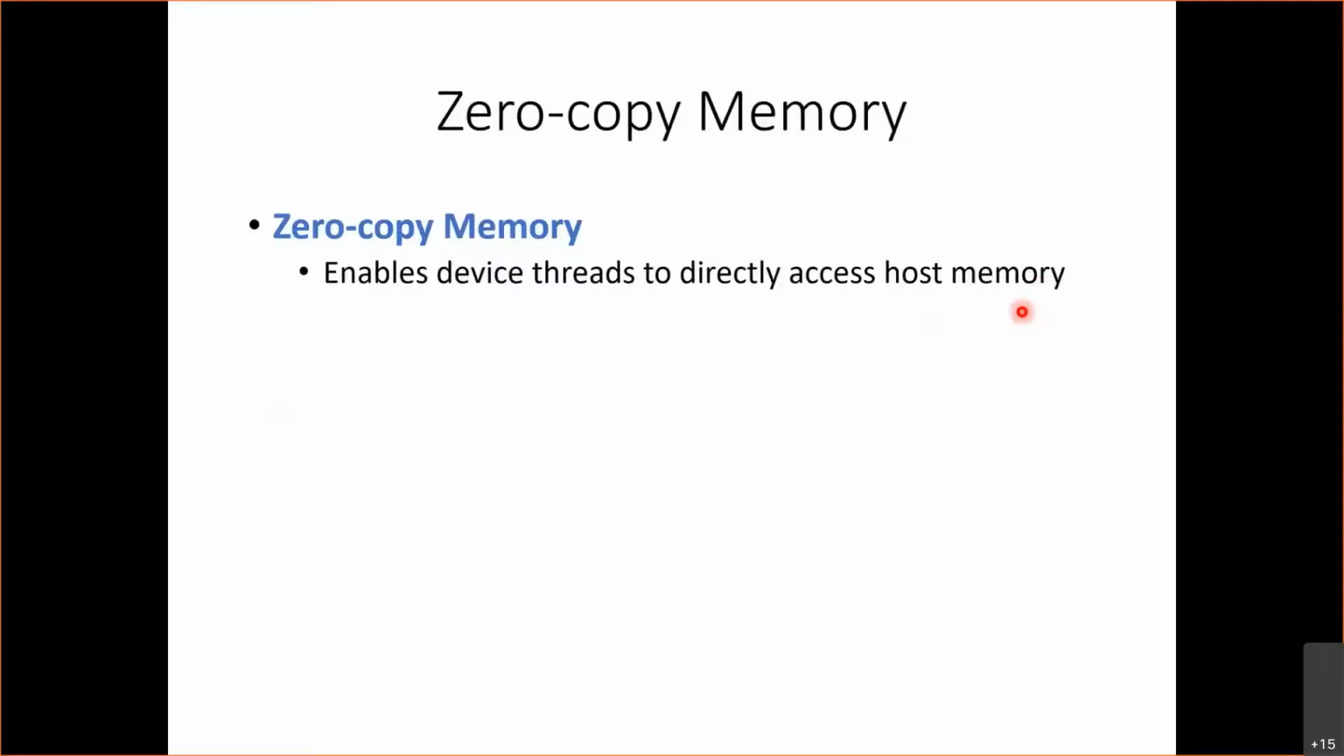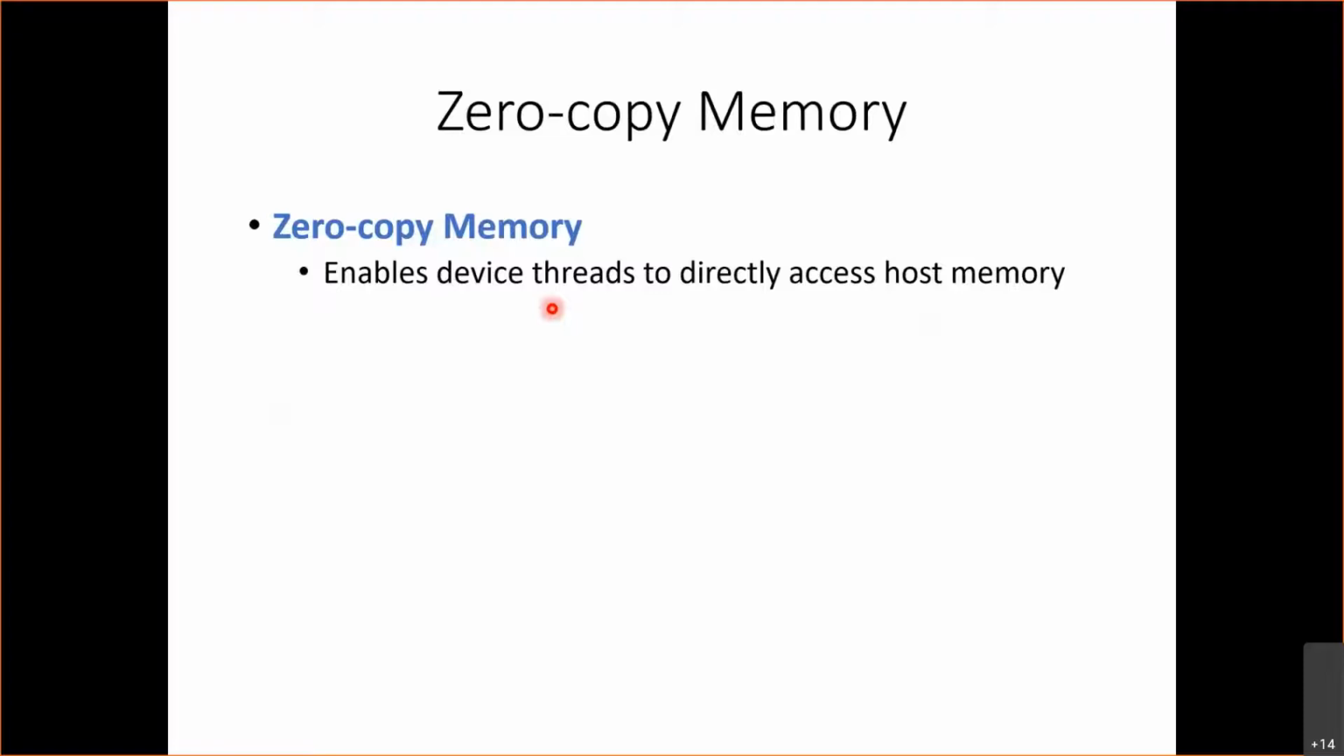So far we've been saying that threads on the GPU cannot access data that's in the main memory of the CPU. I have to copy the data from the CPU to the GPU. Well, it turns out that we can use something called zero copy memory. And zero copy refers to the fact that we don't have to do any CUDA copies. Instead, we can have a thread that is running on the GPU access data that is in the CPU memory.